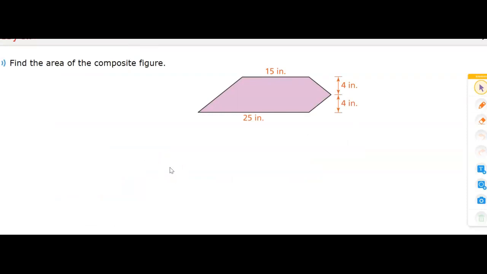Find the area of the composite figure. So we're going to separate this into shapes we know. And as you saw in the previous examples, there are different ways to separate a composite figure. There's no wrong way. It's just whatever works for you. So let's see what works for me.